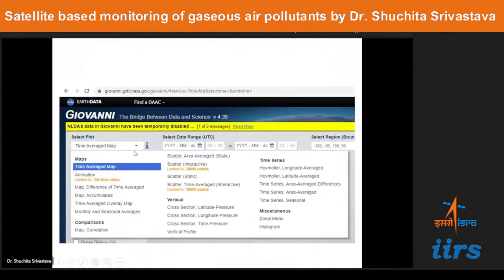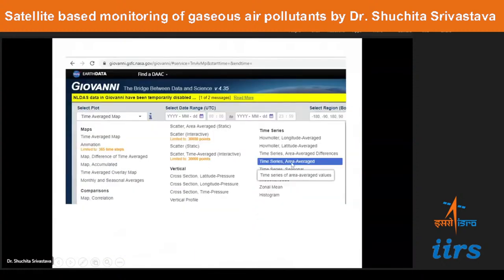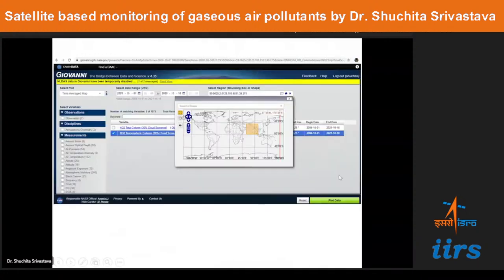So you have to click on this drop down window, and you can select time averaged map, or you can select time series area averaged. There are other options which you can explore. Then here select the date range. From here to here you can select some date range. Suppose you are using a time averaged map, and I want to average it for 10 days. So it is given from 1st October to 10th of October. So during this period, whatever observations are available will be averaged.